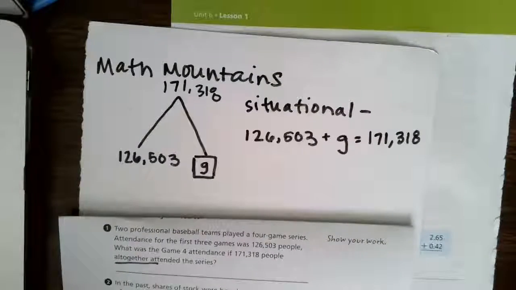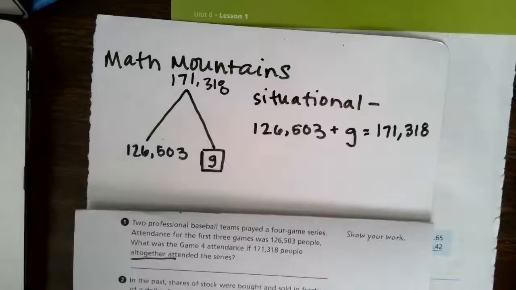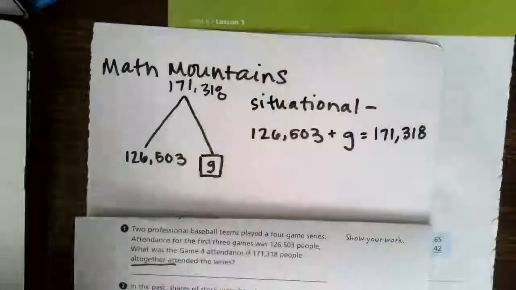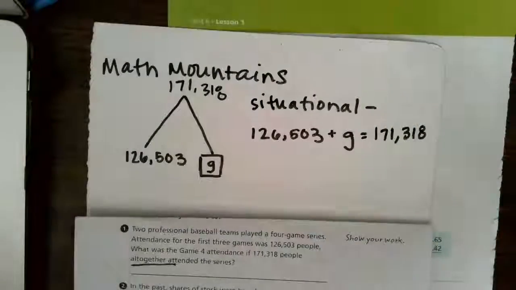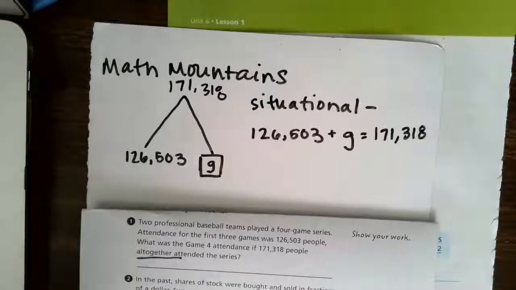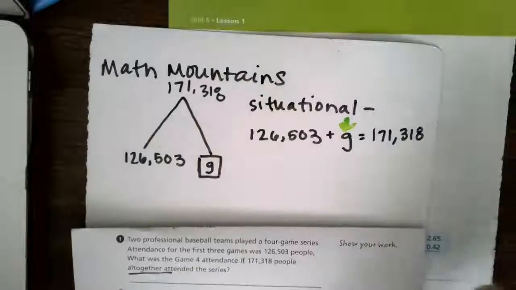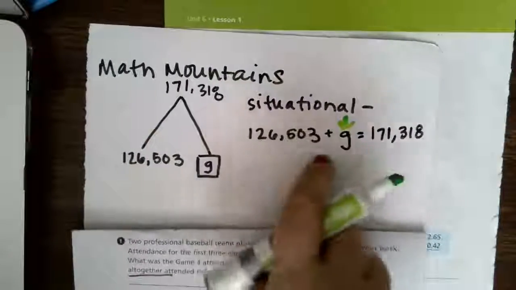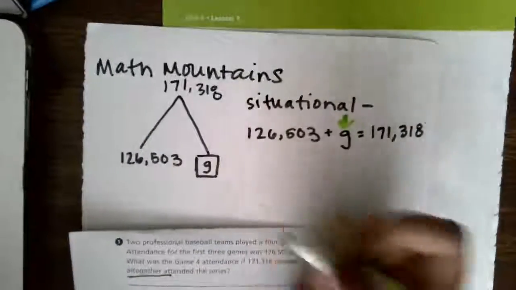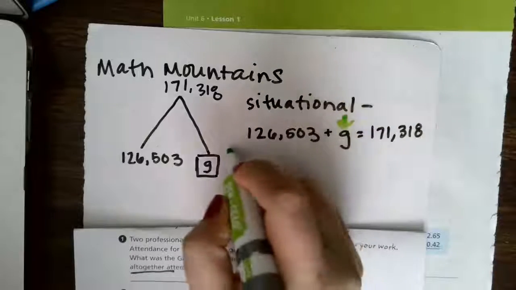In order to find a total using this, we need to make sure to see if we can get this variable, G, all by itself, because I'm trying to see what G equals. So I've got to get rid of this positive 126,503. So I'm going to subtract it.